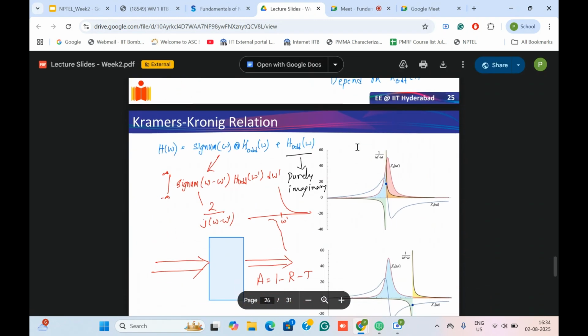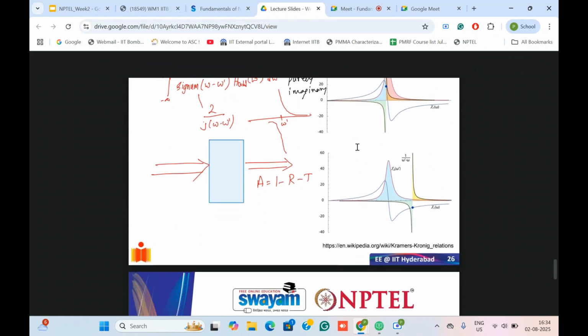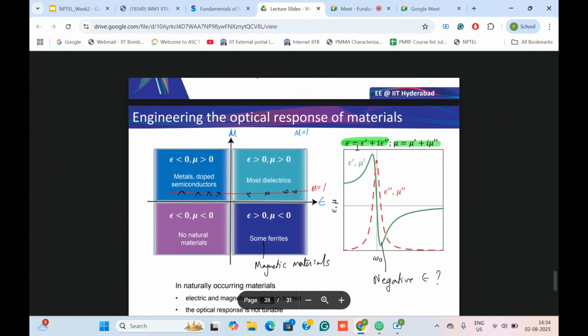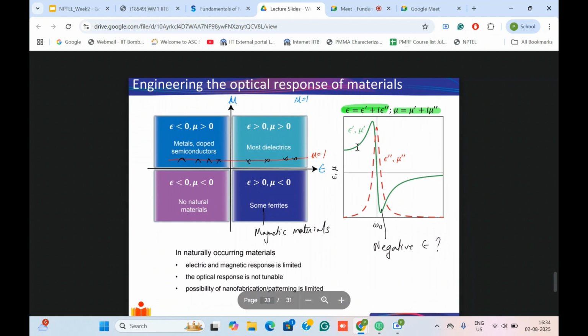Up to Kramers-Kronig relations, we have solved the problems. We have discussed a lot of things about how electromagnetic waves interact in a medium. Up to now we have talked about naturally occurring materials. Now we will talk about how we can engineer the optical response of materials according to our need.